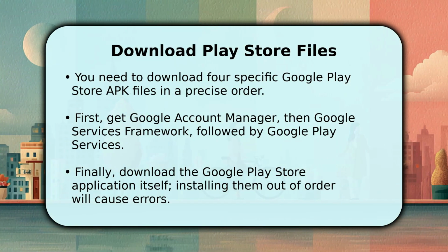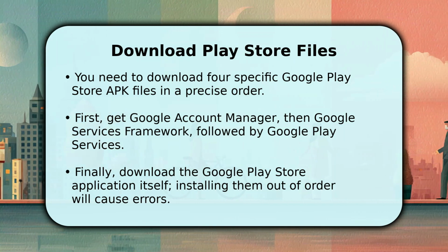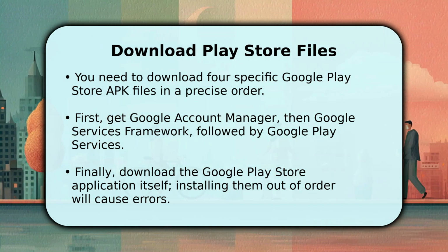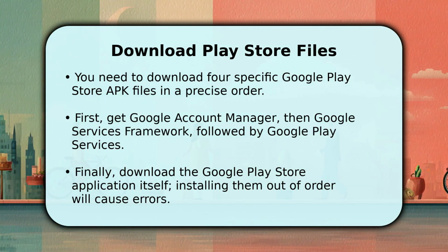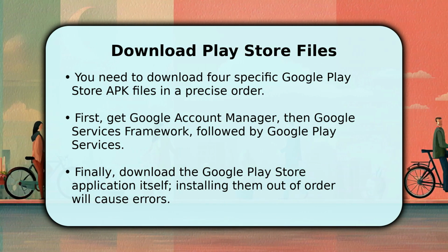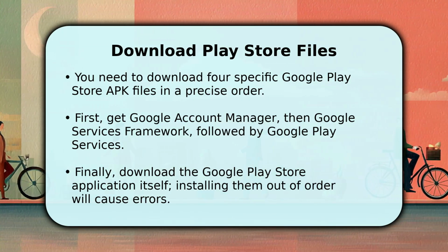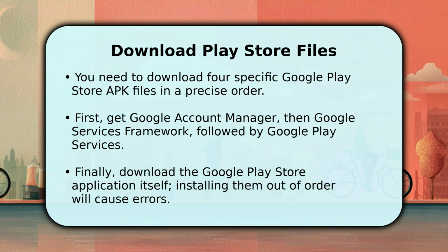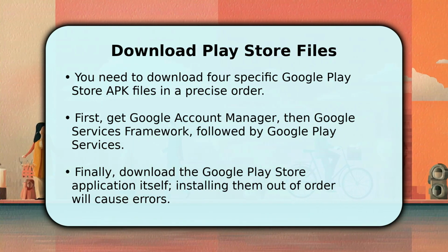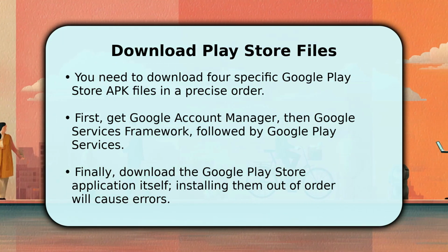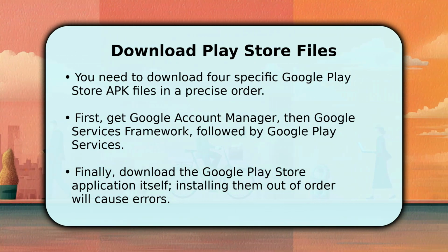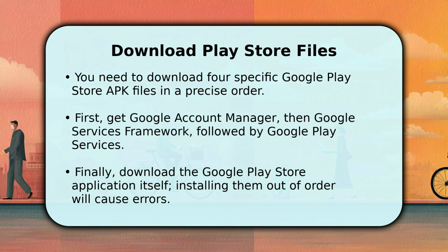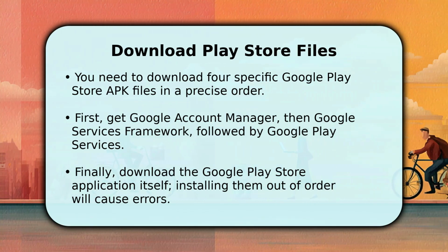Now, you'll download the 4 essential components of the Google Play Store. It's vital to install them in this exact sequence: Google Account Manager, followed by Google Services Framework, then Google Play Services, and finally the Google Play Store APK. You can find these files from reputable sources online. Just be sure they match your tablet's Android version. Installing them out of this specific order will lead to frustrating errors, and the Play Store simply won't work.